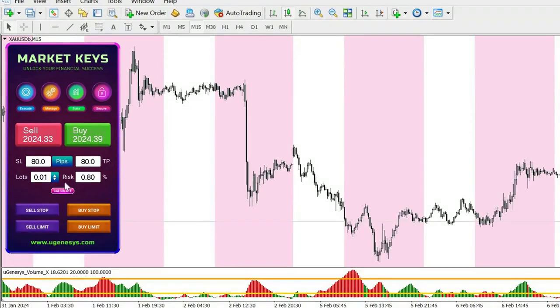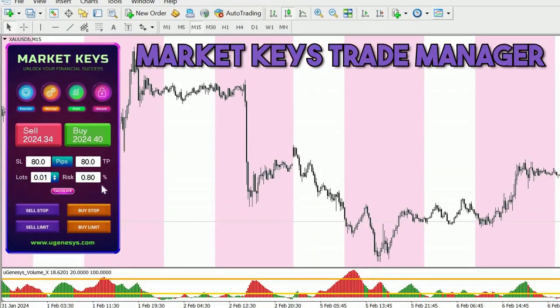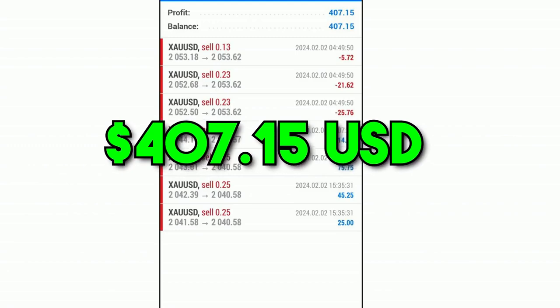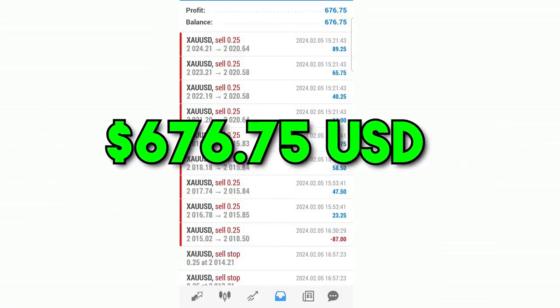And we also used our market keys trade manager to calculate our lot sizes and manage our trades for us as well. And so as you can see, guys, by utilizing fundamental analysis along with technical analysis strategies using our amazing tools, you can increase your chances of getting very profitable trades.